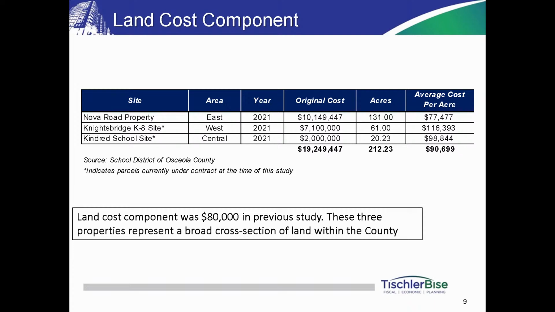This shows the original cost and the number of acres. So we get a weighted cost per acre of about $90,699, which is about $10,700 more than what we used in the last study. And so we would expect that to go up.